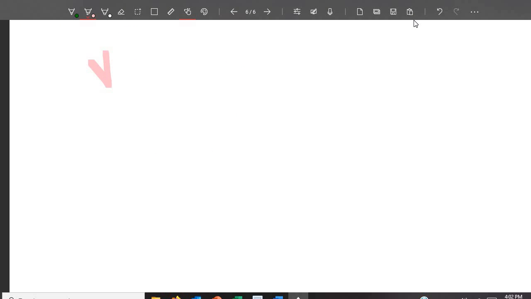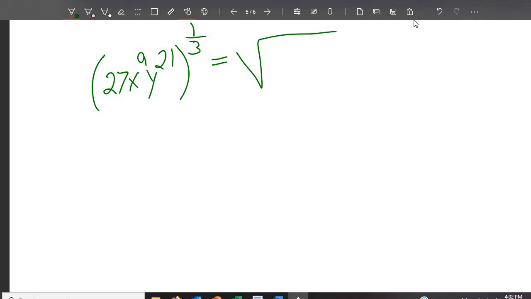Let's say I had 27 x to the 9th, y to the 21st power, and I'm raising that to the 1/3. Now, to simplify it, the easiest way to do it is to convert it to a cubed root.